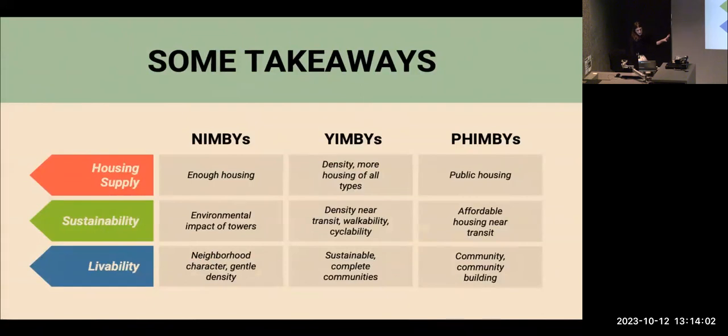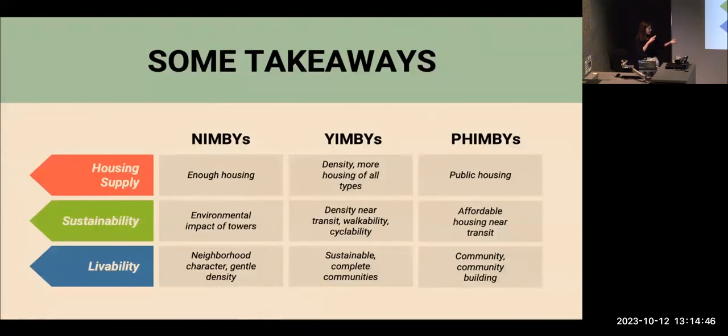When it comes to NIMBY residents, for instance, we can clearly see that livability concerns are prevalent in the form of neighborhood character. Interestingly, negative perceptions of towers also seem to extend to sustainability claims, focused predominantly on the carbon emissions associated with towers and buildings. Similarly, for YIMBYs, sustainability and livability seem to overlap, with sustainable communities characterized by density near transit also being extremely livable, according to them. Finally, you probably noticed in the last slide that FIMBY residents did not really mention sustainability in their discourses.